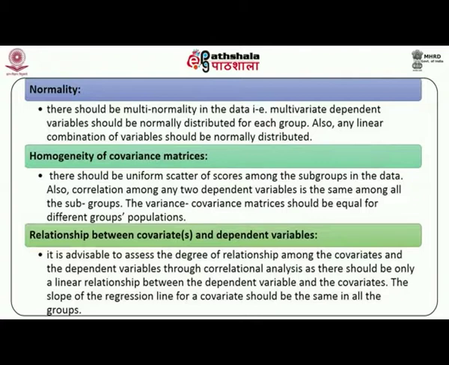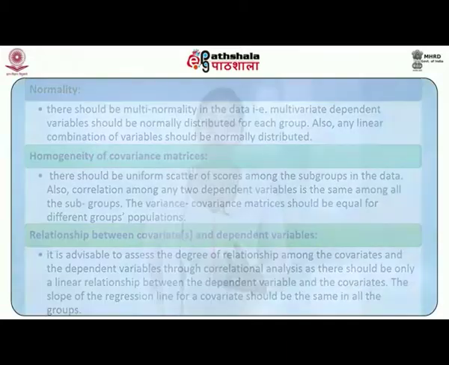Relationship between covariates and the dependent variables. It is advisable to assess the degree of relationship among the covariates and the dependent variables through correlational analysis, as there should be only a linear relationship between the dependent variables and the covariates. The slope of the regression line for a covariate should be the same in all the groups of the data.